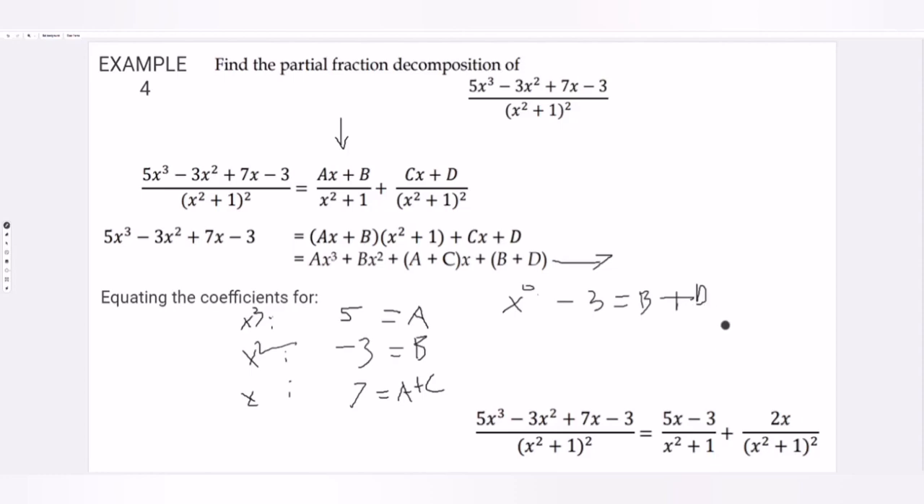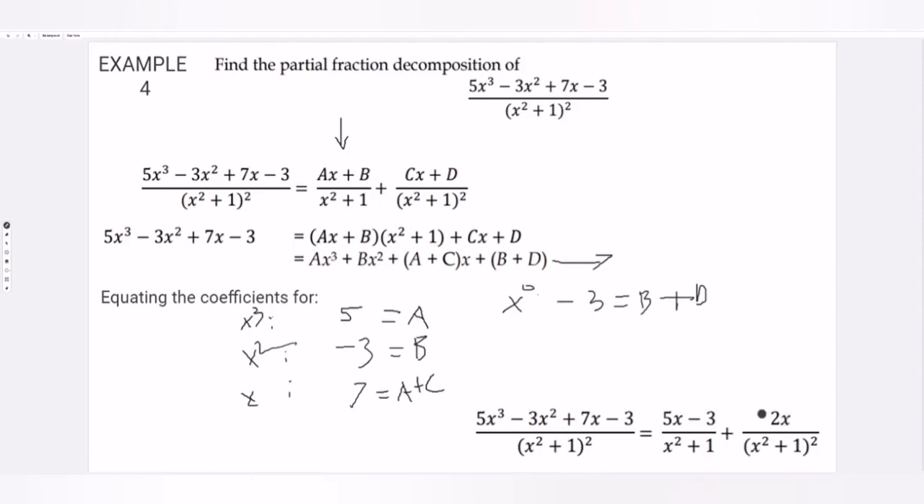So overall, the value for a is 5, the value for b is -3, the value for c is positive 2, and then d is equal to 0. Just take note of the answer. Again, if you simplify them, d is equal to 0. So this is our final answer.